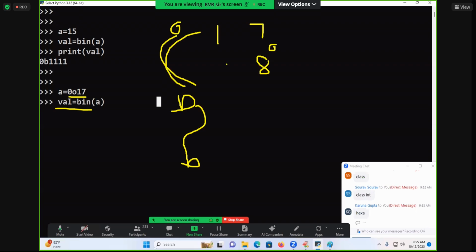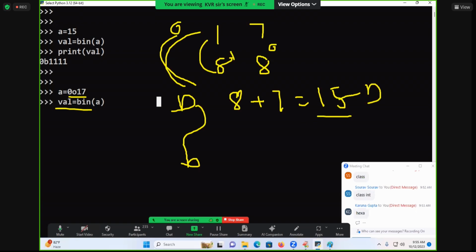8 to the power of 0, 8 to the power of 1. 1 into 8, 8 plus 7 is equal to what? 15. 15 is called what? Decimal. That I am converting into what? What is the value?